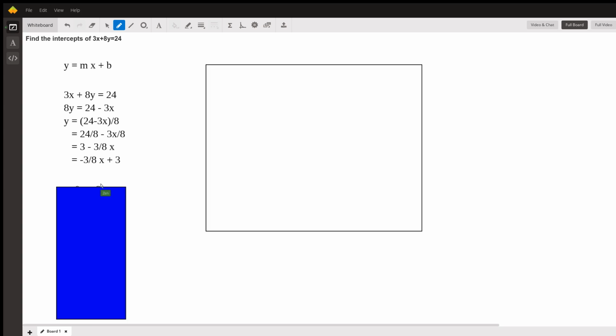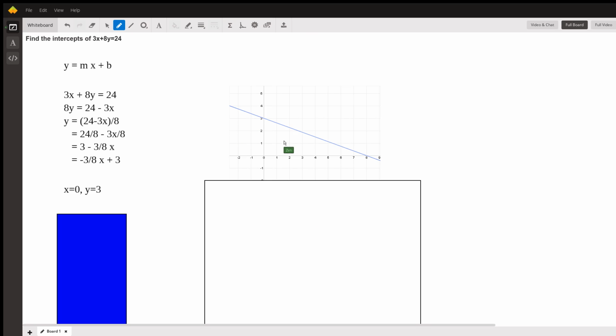So what we're going to have is a graph that flows downward from left to right, and that's depicted here in this diagram. You'll see the graph slopes negative from left to right. That negative indicates the slope. And if you look at the intercept here, that's 3 right there. That is the y-intercept. When x equals 0, y is equal to 3.